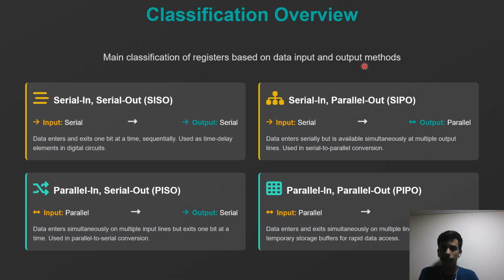There are several data types which take input and output. Let's see the data input methods. Classification overview: there are many classifications of registers based on data input and output methods. One is SISO, that means serial in, serial out. Another is SIPO, serial in, parallel out. Another is parallel in, serial out, known as PISO. Another is PIPO, parallel in, parallel out. We will see them one by one.